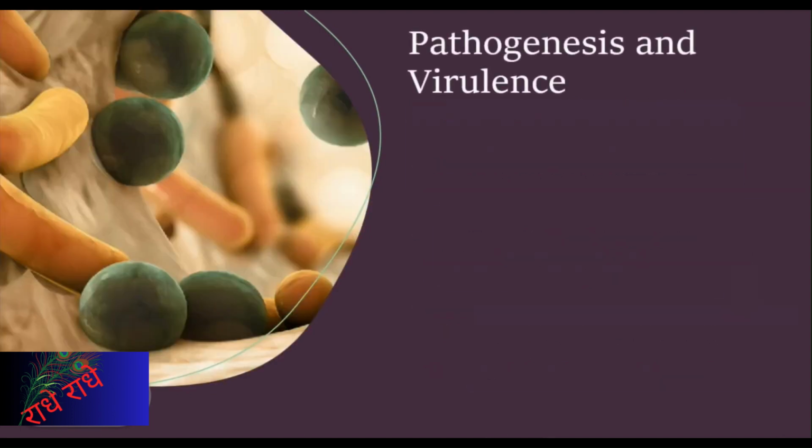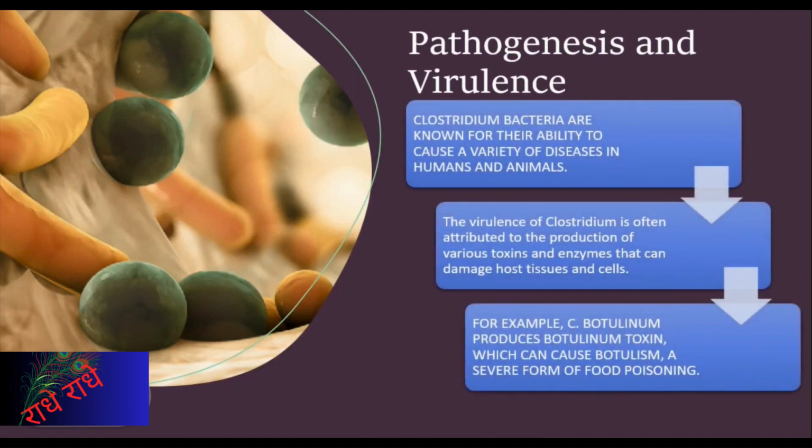Clostridium bacteria are known to cause various diseases in both humans and animals. Their virulence is largely due to the production of toxins and enzymes that can lead to severe damage of host cells and tissues. A well-known example is C. botulinum, which produces botulinum toxin. Ingestion of this toxin can cause botulism, a severe form of food poisoning. Symptoms range from mild to severe, even potentially leading to death in some cases. It is therefore essential to comprehend the range of virulence of Clostridium so as to effectively identify and stop its transmission.